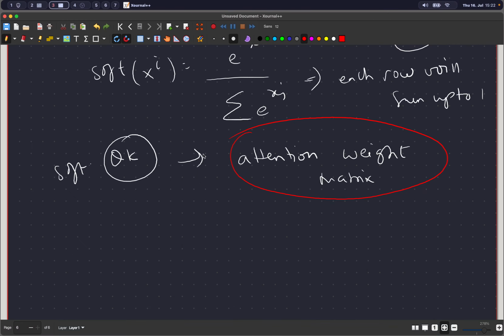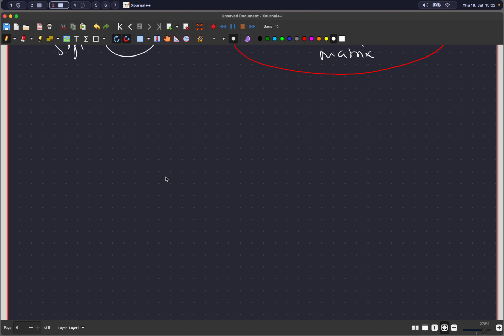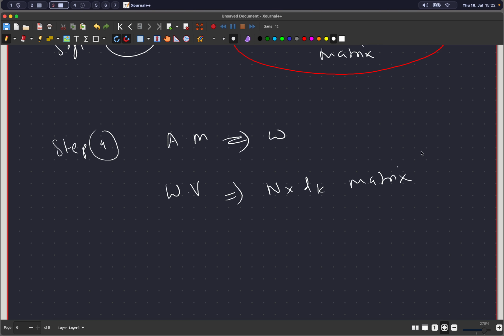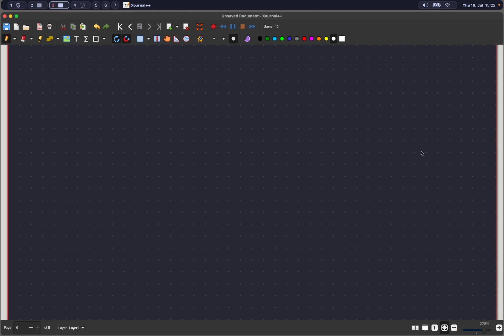One of the most important outputs of the entire process. Now, step 4. We have our attention matrix in place. Let's call it W. Now we are just doing W dot V, which results in an n cross dk matrix. We can call it the context matrix.